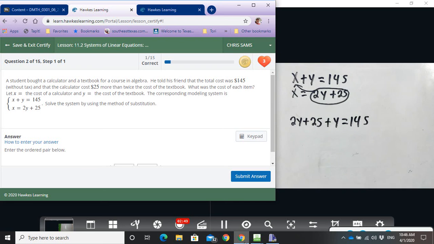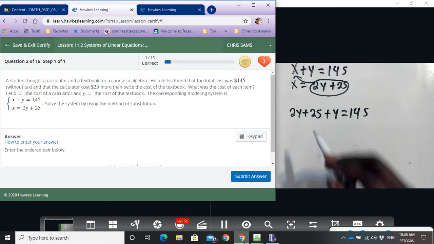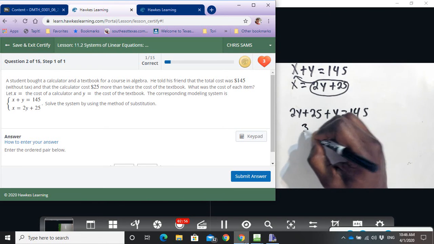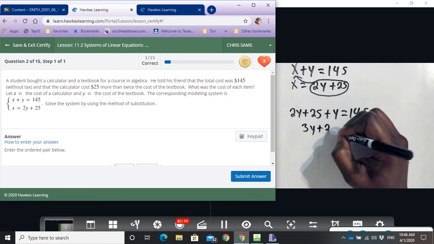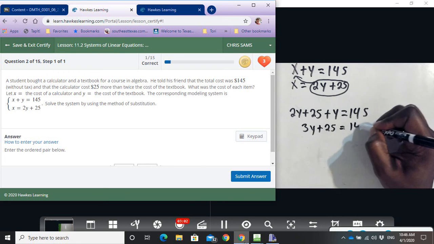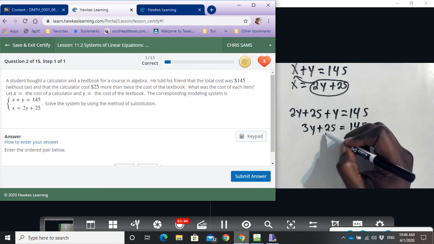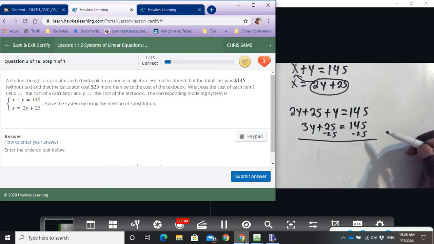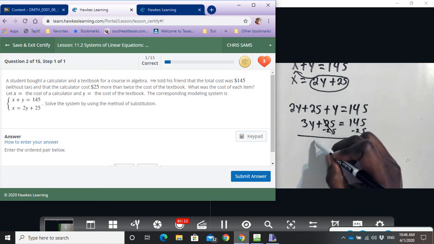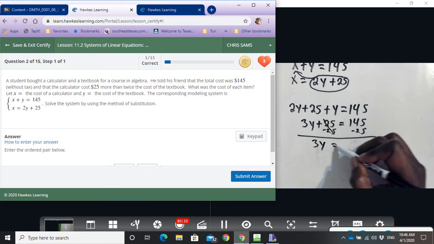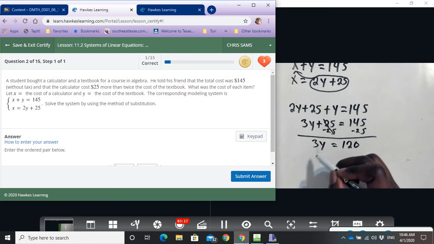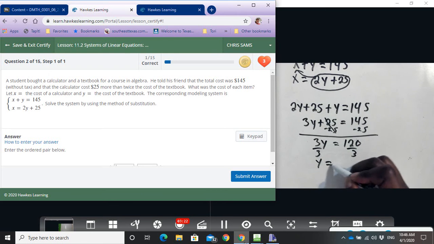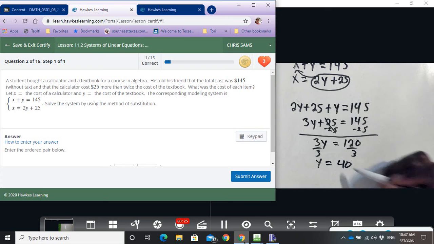Okay, and then from here we're going to solve for Y. So combine like terms, 2Y plus Y gives me 3Y plus 25 equals 145. And then we're going to subtract 25 from both sides, and that goes away. Bring down 3Y equals 120. Divide by 3, and we get Y equals 40.